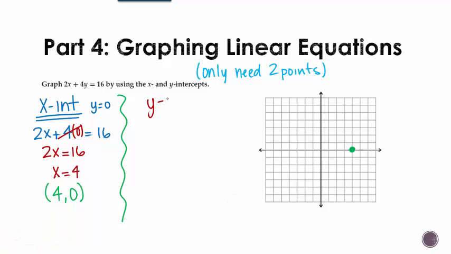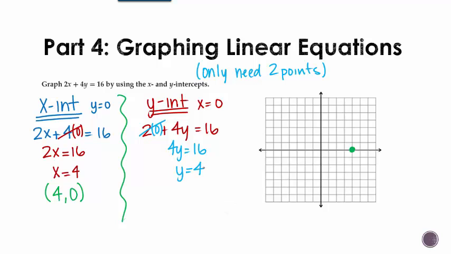So if I want to find the y-intercept, remember that means x equals 0. And when I write out my equation, instead of writing x, I'm going to plug in 0. Same thing happens, that goes away, and I'm left with another really easy equation to solve. So I get y equals 4. So here is my point.